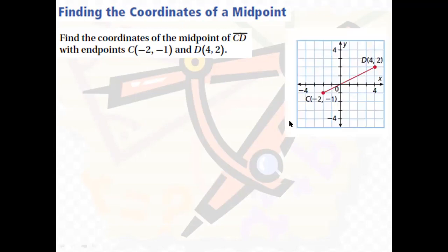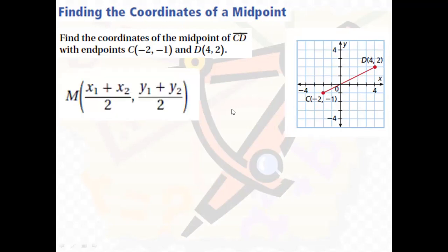So this is how it will look. C is the point, D is the point here. C is (-2, -1), D is (4, 2). So we need to find the midpoint, the middle of this line. As soon as we see it, we can't find out where the midpoint is. We will say blindly, maybe it's here, maybe it's here, maybe it's here. So we don't know exactly. So we will find out by using the formula.